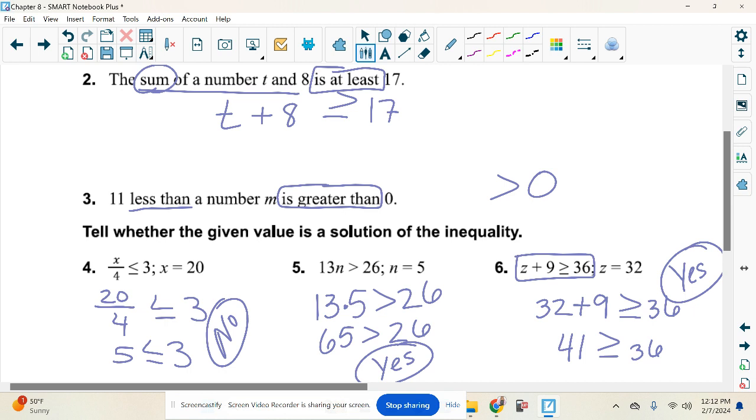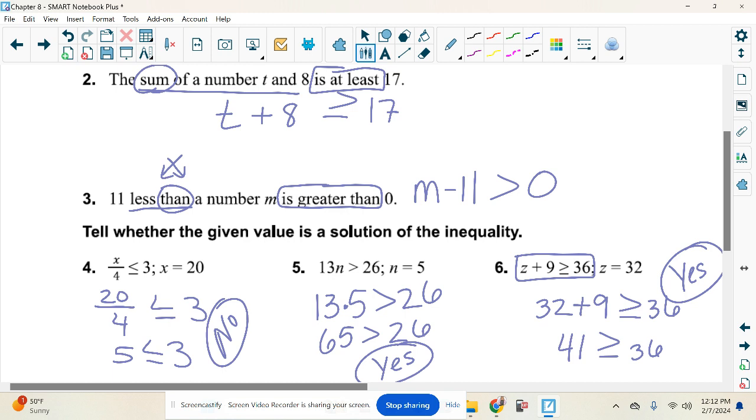Okay, but we got to be careful. Less than is a swap word. Okay, so it's m minus 11 is greater than 0. They're trying to still catch you with them swap words. Those are going to be on your test Tuesday as well. You need to know your swap words.